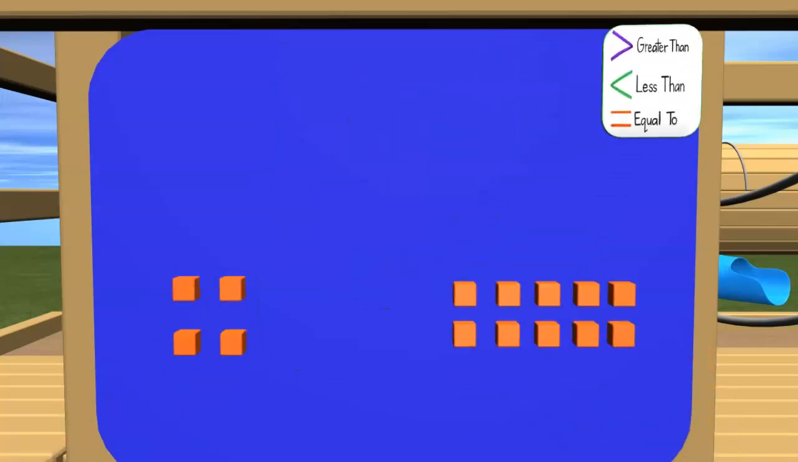Here we have two groups of ones blocks. We need to compare these groups of blocks. The first thing we need to do is count how many are in each group. We start on the left, and we can see that there are 4 blocks. And on the right side, we have 10 blocks. We need to use one of the 3 symbols to compare these 2 groups.